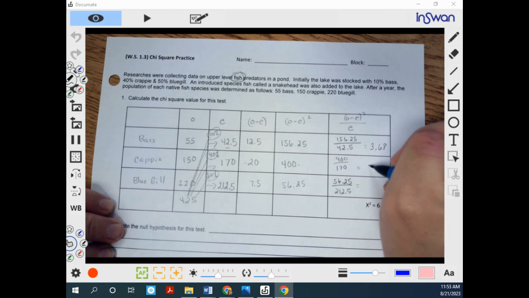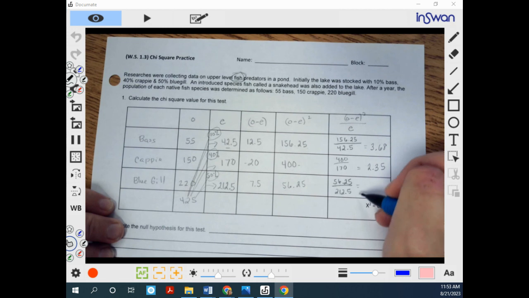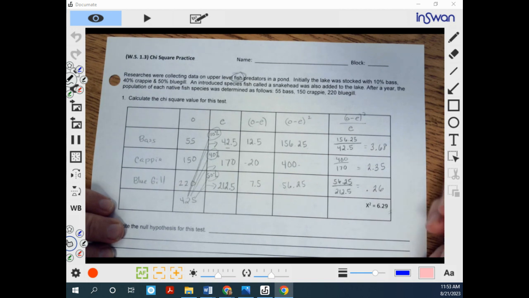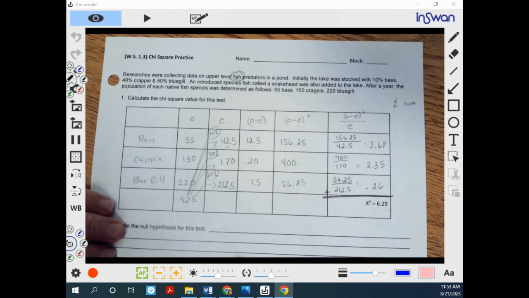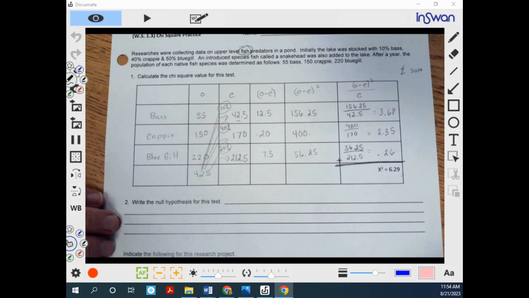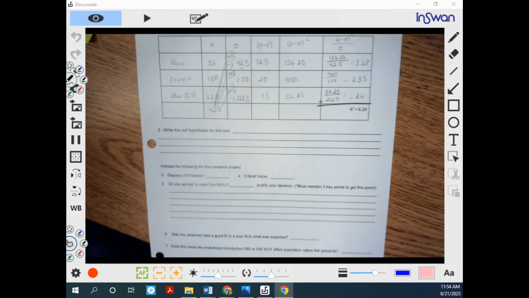400 divided by 170 is 2.35. 56.25 divided by 212.5 is 0.26. Okay. From there, remember in our formula sheet, we had that funny looking E, which means sum. So we're going to add these values together. I like to put a little plus here and a little line here. Just always be consistent about how you do them. Little things like this are going to, again, help your brain remember how to do these problems months from now. And so those add up to 6.29. All right, you should be able to use your notes and complete the rest of those problems.